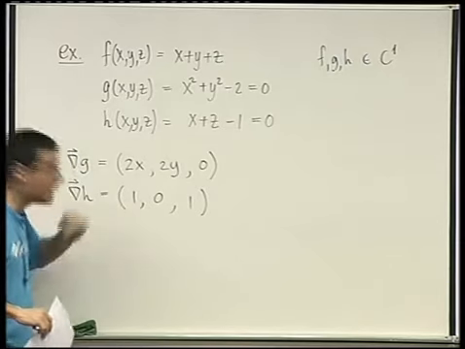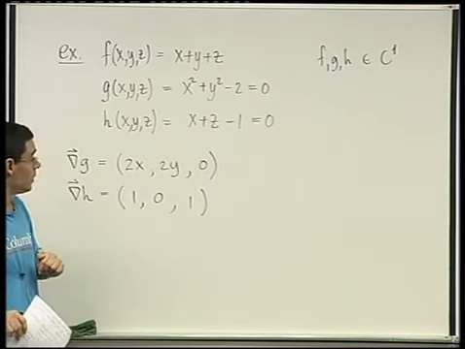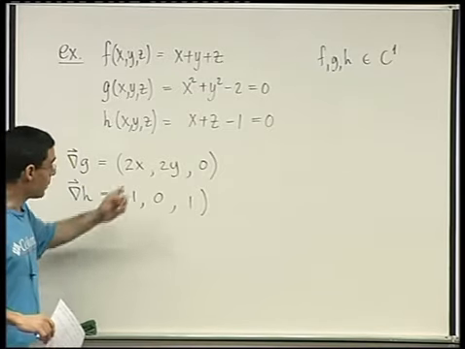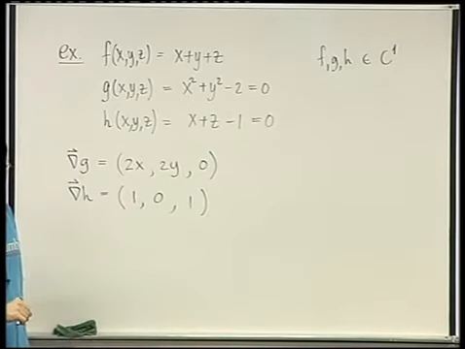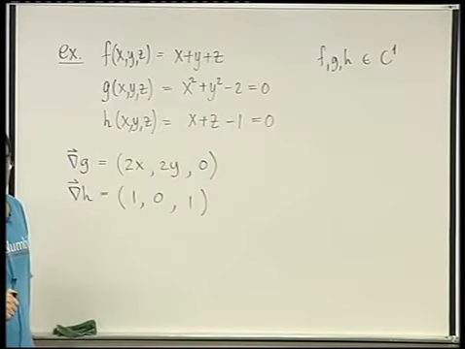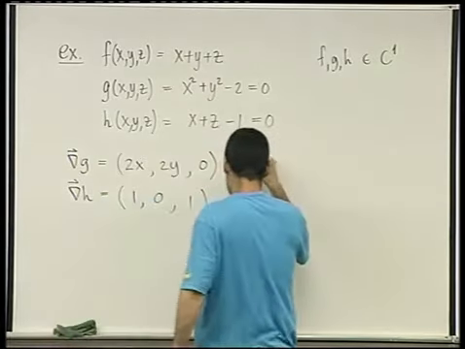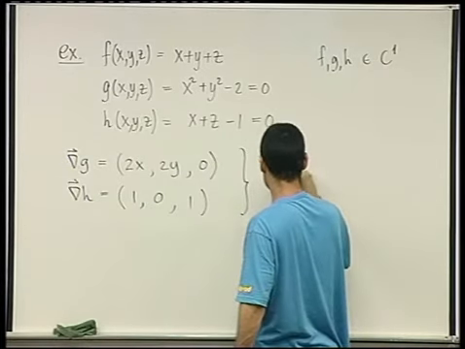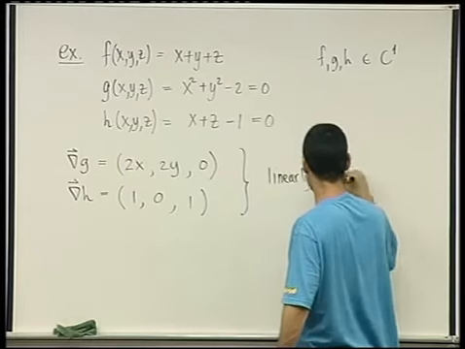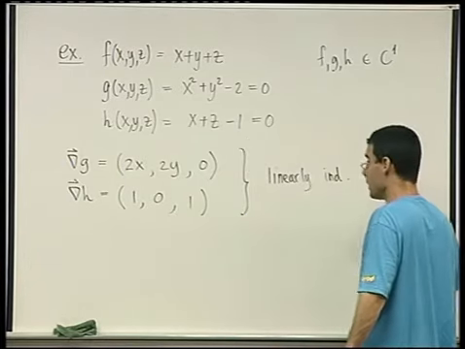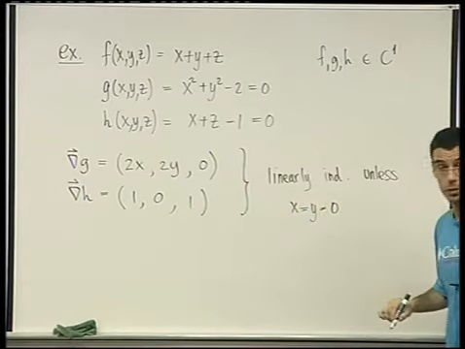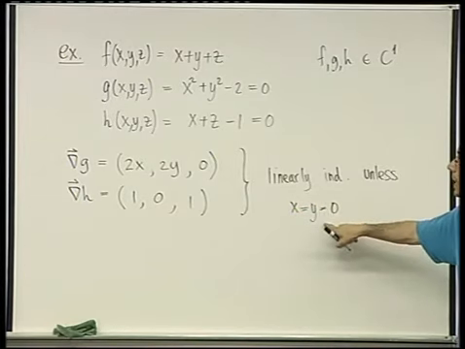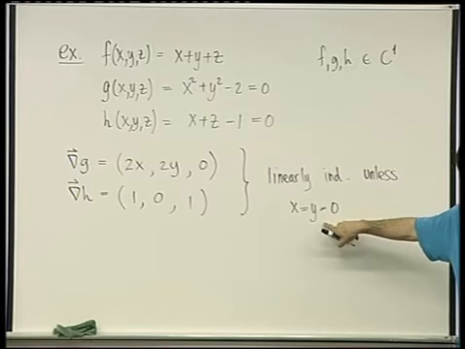When might it be? X equals a half and not a half. That won't work. But when x and y are both 0, then the gradient of g is 0 times the gradient of h. In fact, the gradient of g vanishes then. Okay? So these are linearly independent, unless we're looking at points of the form x equals y equals 0. Do you agree? These points are problematic, but these points don't satisfy the constraints. Therefore, we don't care about these points.